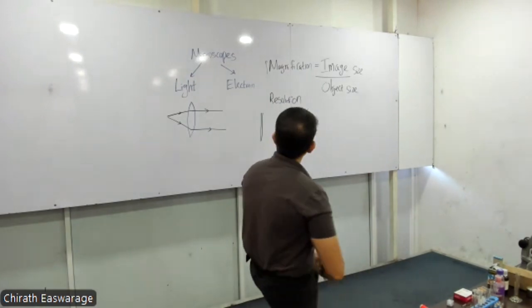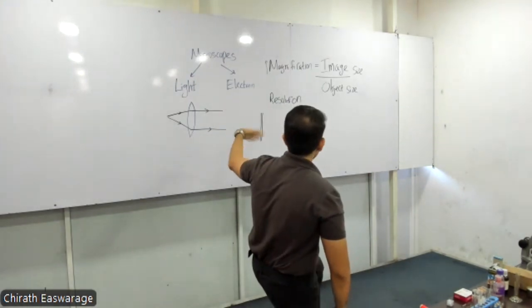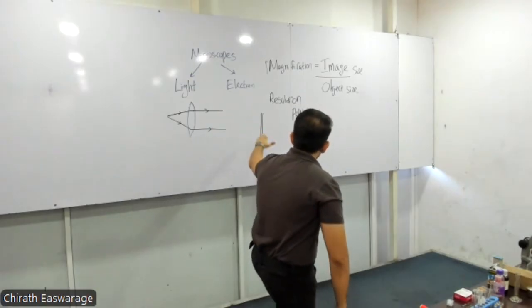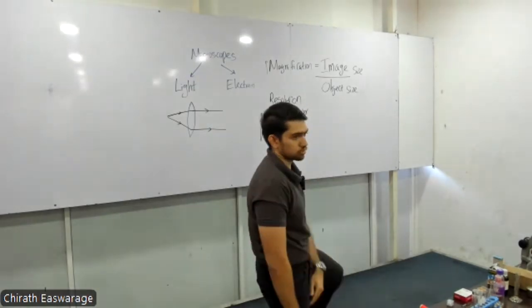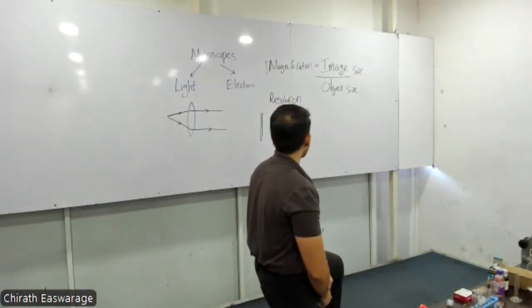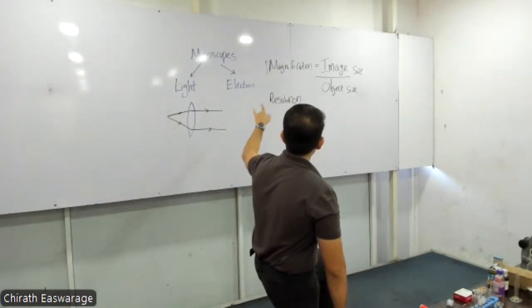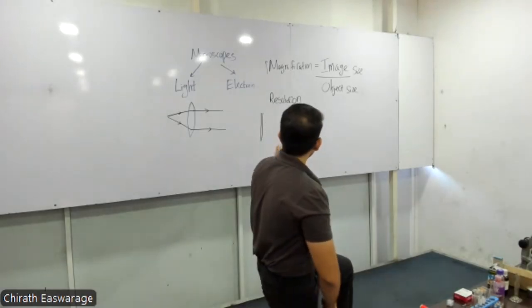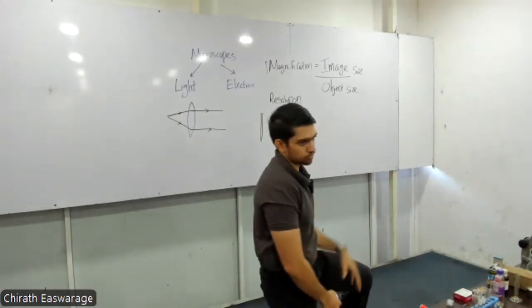If you are using light as the wave, it limits the resolution power somewhat, right? If we use light, the resolution power is somewhat limited. One of the main reasons to adopt electrons for microscopes is to increase the resolution power.